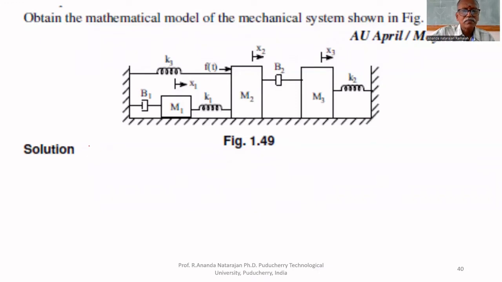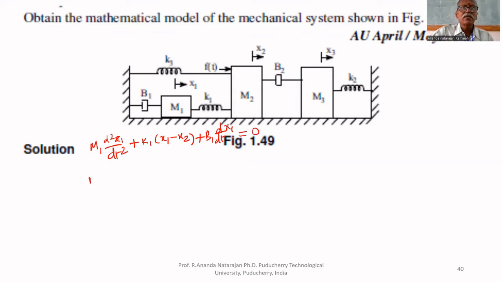The first equation is M1 d square x1 by dt square plus K1 (x1 minus x2). Why? Because it is connected between the first mass and the second mass. That's why x1 minus x2, plus B1 d upon dt of only x1, because one end is connected to mass 1 and the other end is connected to the reference. Equal to 0, no applied force in the first mass.